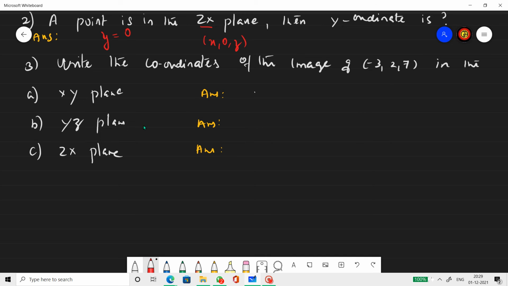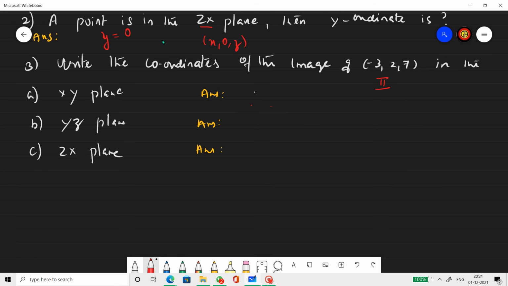Now, write down the coordinates of the image of -3, 2, 7. Now, -3, 2, 7 lies in the second octant, x negative, y positive and z positive. Now, what are its coordinates in xy plane? The image of the point in xy plane. So, when a question comes like this, the z will remain the same.